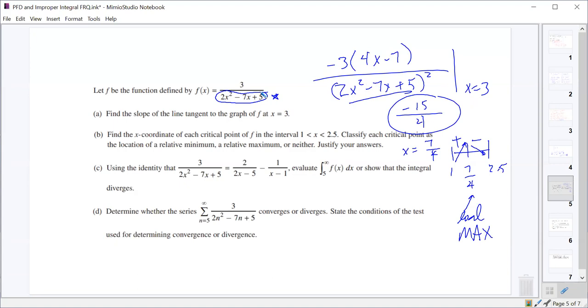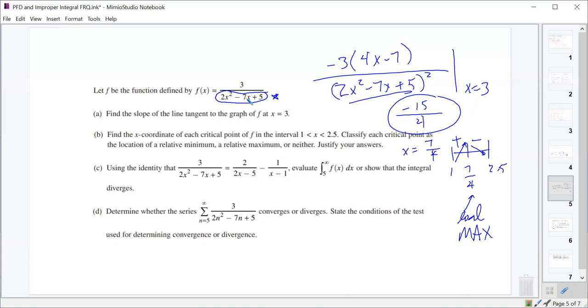Yep. My guess is, I didn't actually solve that, but does that factor? Yeah, it factors to 2x minus 5 and x minus 1. Well, that's your 1 and your 5 halves that you're looking at on that interval. Those wouldn't have been in the open interval 1 to 2.5 anyway. But even so, you still wouldn't include them because they make the original function undefined. Everybody good with that? Yep, got it.